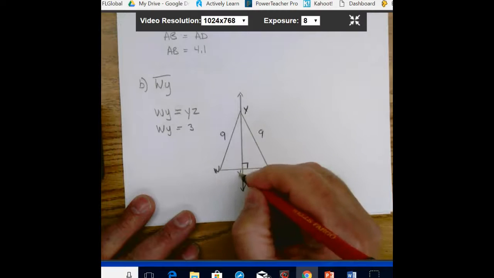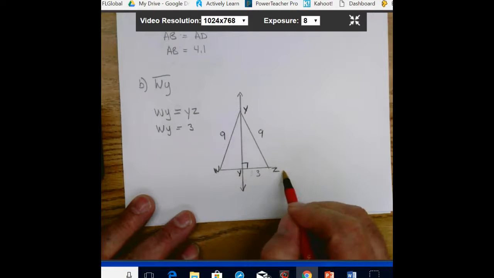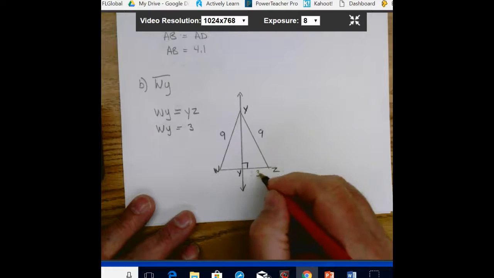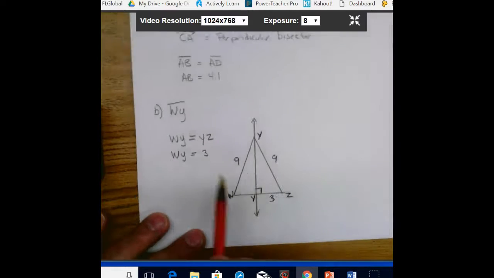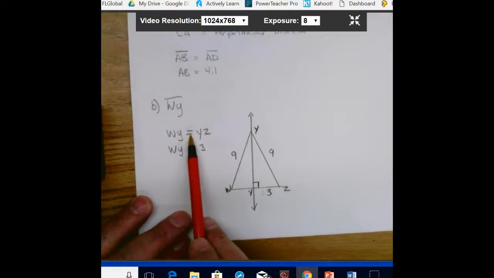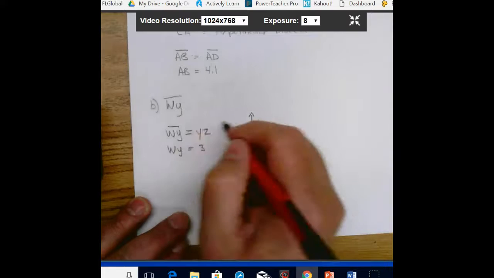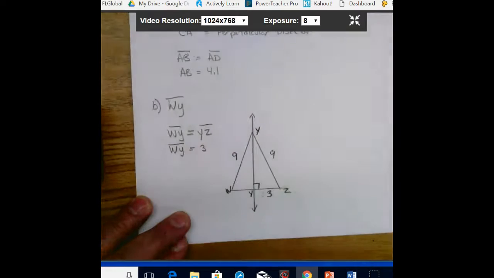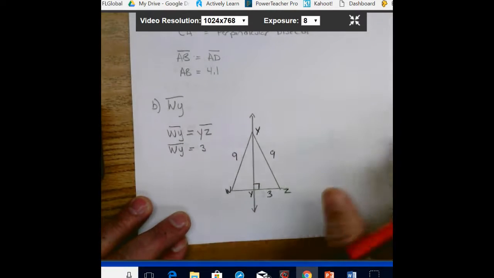So that means WY is equal to YZ. So then if we know YZ is 3, we then know WY is 3. So we just use that logic. WY is equal to YZ, so whatever this is equal to that. If YZ is equal to 3, we'll put these on here. And then WY is equal to 3 because of this. And all the other things we can read.